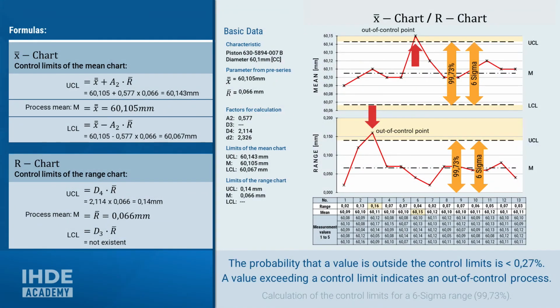The probability that a value exceeds the control limits is less than 0.27%. When such an unlikely event occurs, it is an indication that the process may be out of control. The cause must then be found and the process readjusted if necessary. Both the average chart and the range chart can show such an event independently of each other, because with the mean chart, changes in the process location are monitored, and with the range chart, changes in the process spread are monitored.